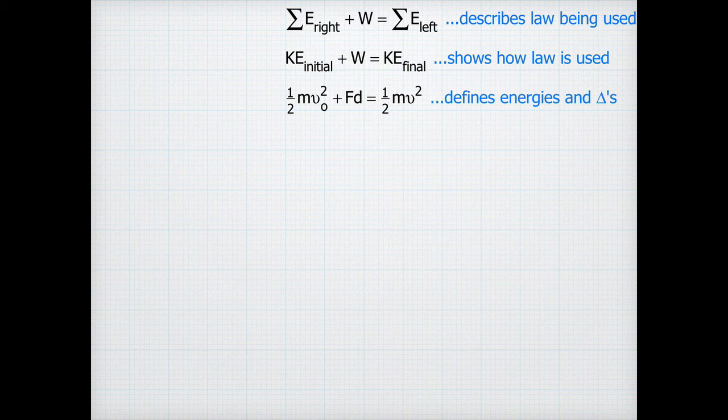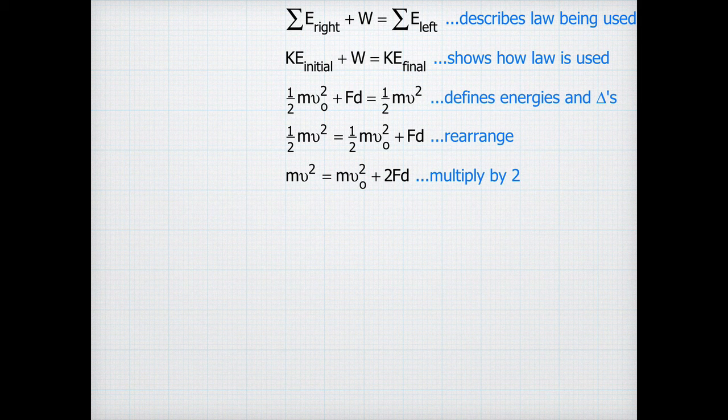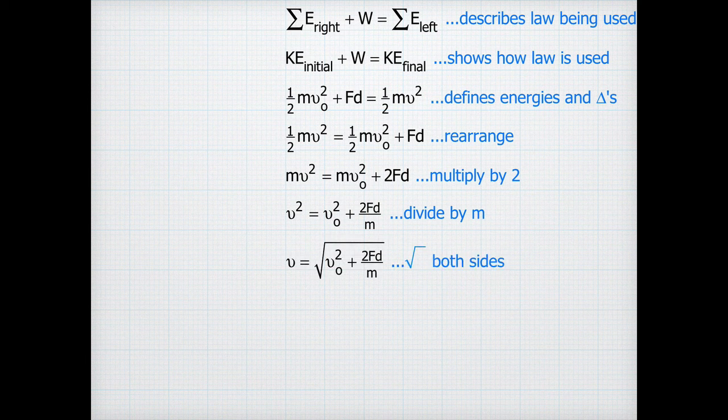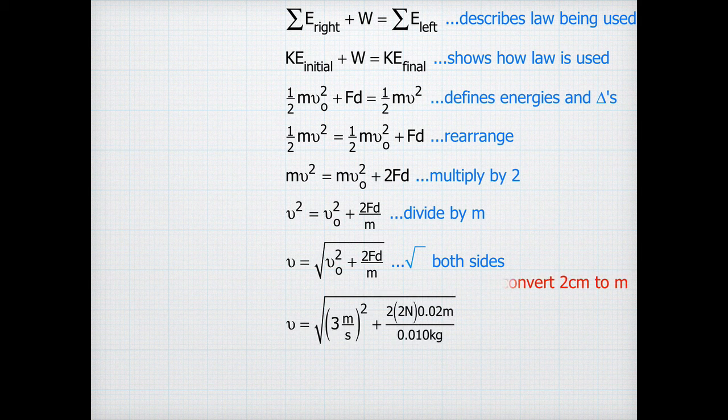1/2 m v naught squared plus Fd equals 1/2 m v squared. So I'm just rearranging things, so I can isolate my unknown: multiply everything by 2, then divide everything by m. Notice m doesn't divide out, it just divides into 2Fd. And then I can find the final velocity by taking the square root, put in numbers and units.